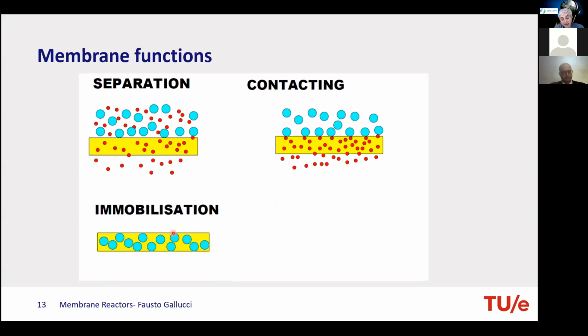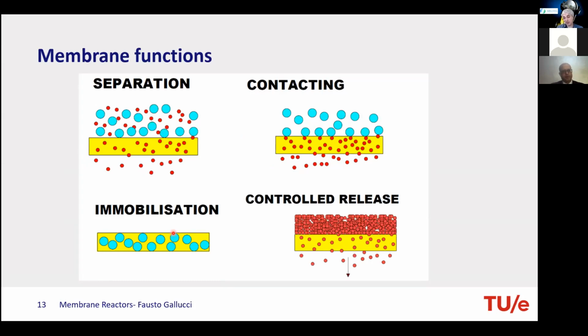Another application is immobilization. So you can use the membrane as a support for your catalyst. And this is quite interesting when the catalyst is an enzyme, for example. And another application is a controlled release of a material. So you can use the membrane and you can tune such that you can control how much is the flux of this material. And of course, you can think about medicine like insulin, where the membrane will release the insulin depending on the membrane material and the concentration that the person needs.